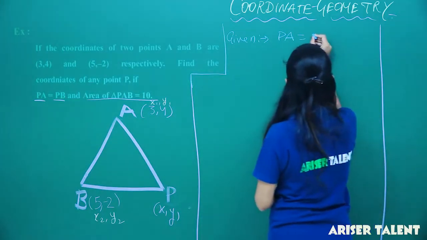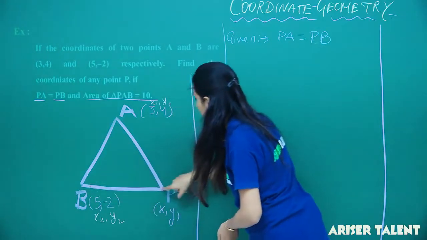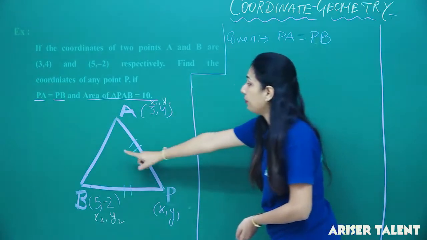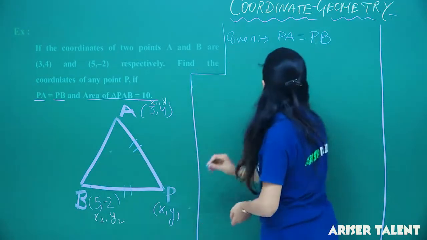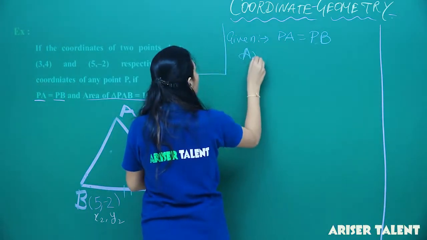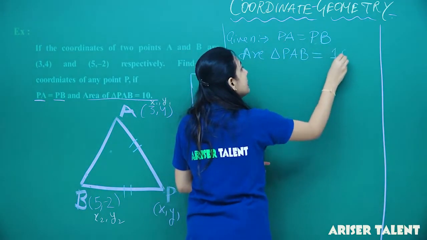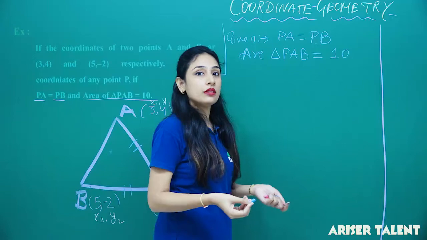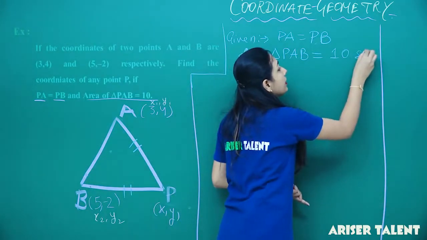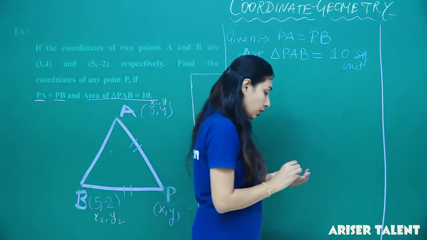So, now what is given? Given is PA equals PB. Now, which two sides are equal? PA and PB. So, these two sides are equal, but this third side is not equal, okay. So, PA equals PB, first thing, and the area of triangle PAB is given as 10. 10 what? Square units. You have not been provided with any unit, so we will write 10 square units. Clear? Okay.